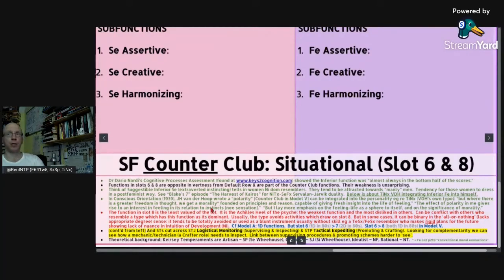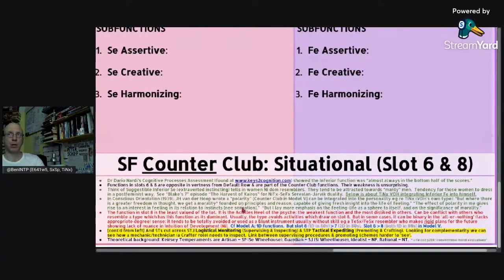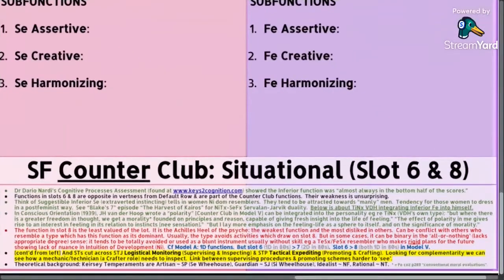So let's read through this, because it might be a bit small. In fact, I might disappear for a moment to make this a touch bigger. Here we go. Let's see if that helps.